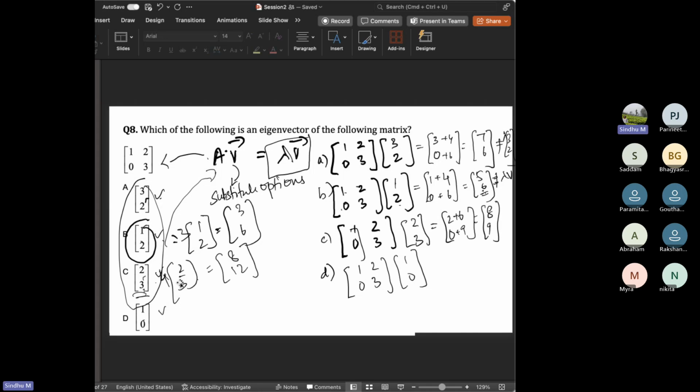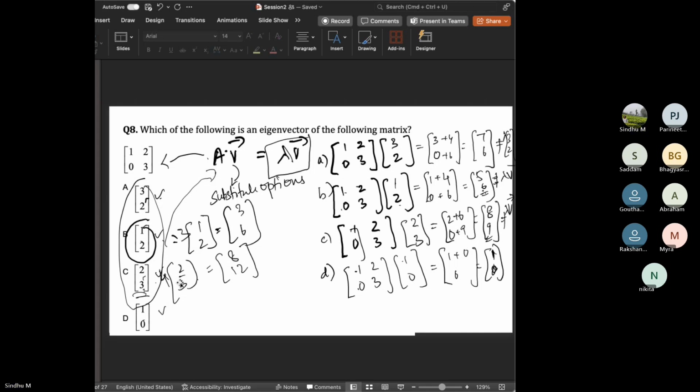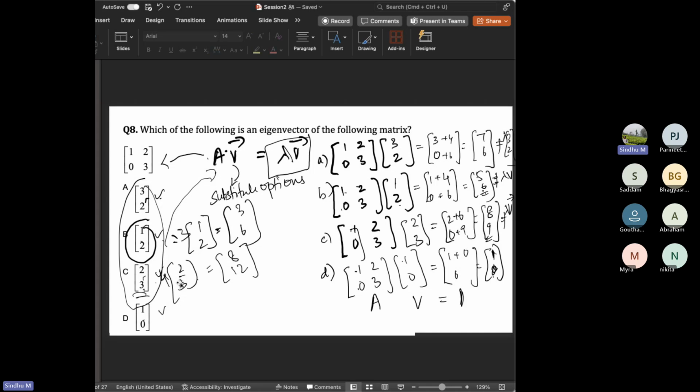And the last option is 1, 0. When you multiply by 1, 0, you get 1 plus 0, which is 1, and 0 into 1 plus 3 into 0, which is 0. So for option D, you're getting A into V equal to 1, 0. So lambda is 1 into V bar. The last option, option D, is satisfying this. So the correct answer is option D.